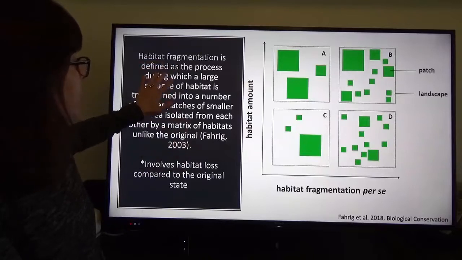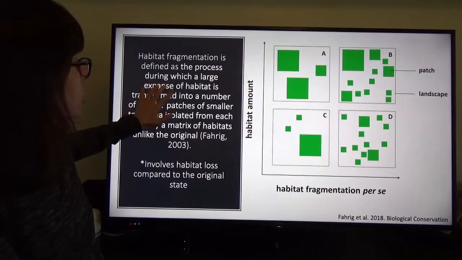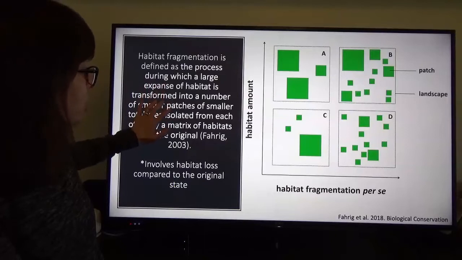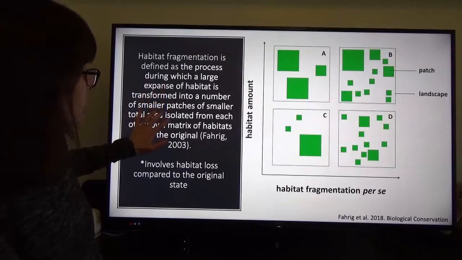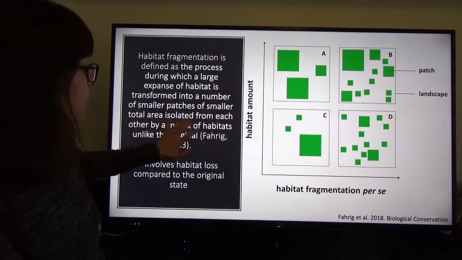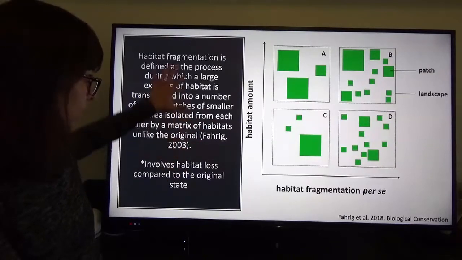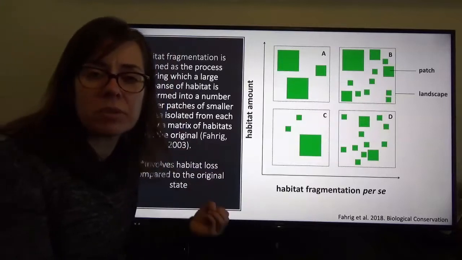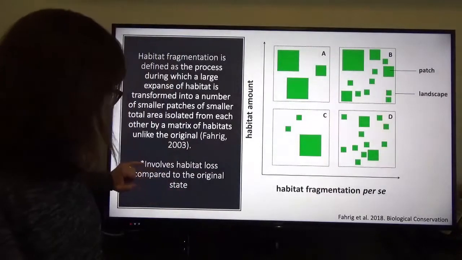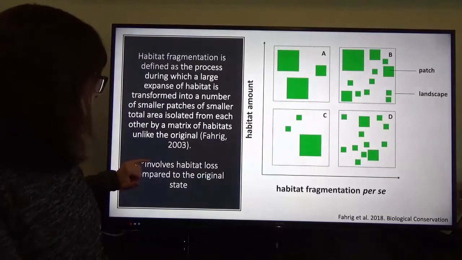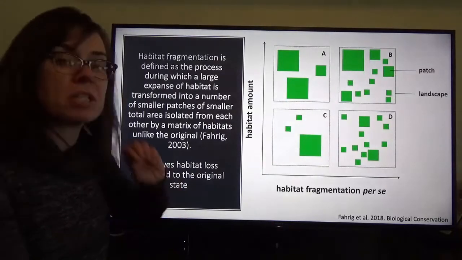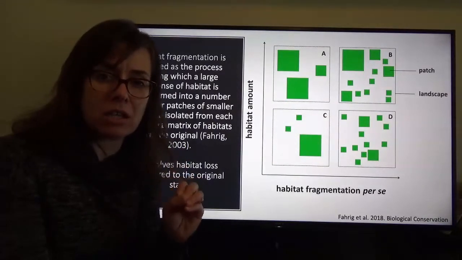So habitat fragmentation is defined as the process during which a large expanse of habitat is transformed into a number of smaller patches of smaller total area, isolated from each other by a matrix of habitats unlike the original. This is a great, very complete definition of habitat fragmentation. And I just have this asterisk here: habitat fragmentation necessarily involves habitat loss.